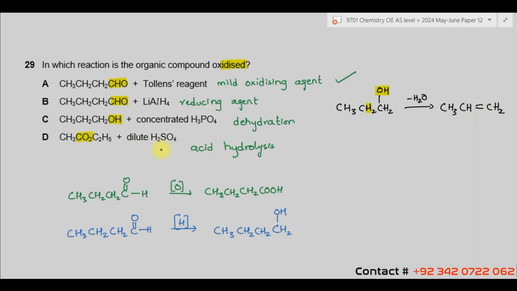Last one is ester. So CH3 C double bond O O C2H5. On acid hydrolysis, we have two parts as this bond is broken. So this part becomes carboxylic acid and this part becomes alcohol. So in products, we have 2-carbon carboxylic acid and we have 2-carbon alcohol. So oxidation takes place in only part A. A is the correct answer.